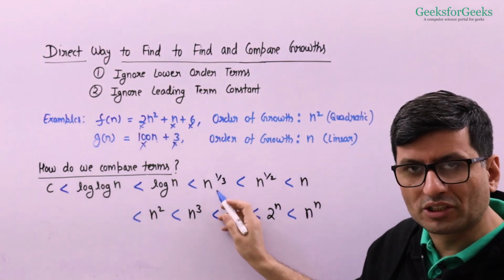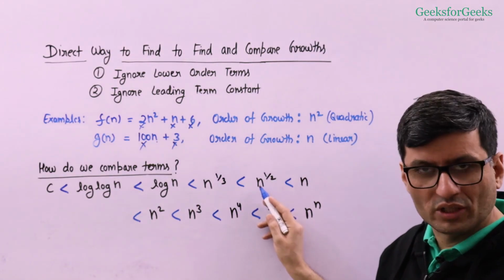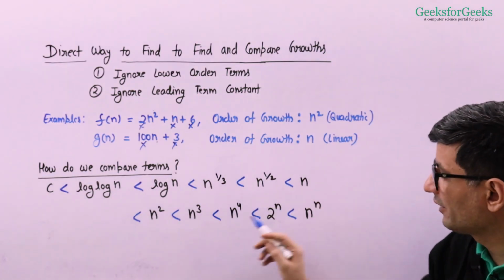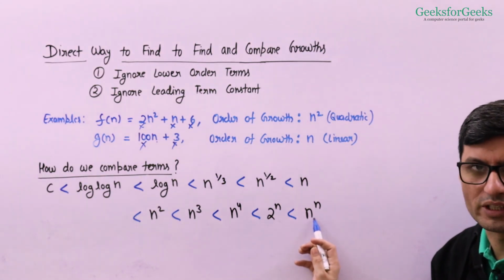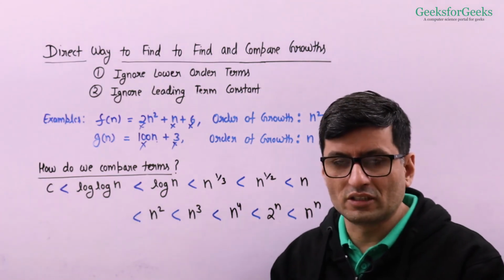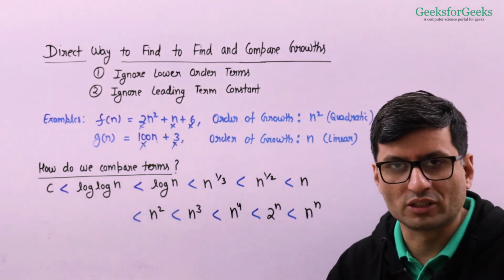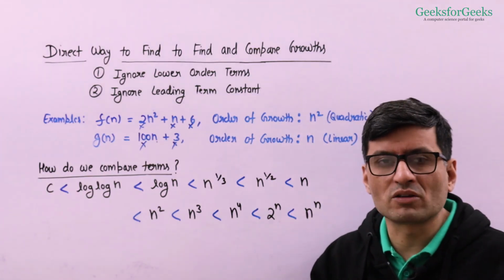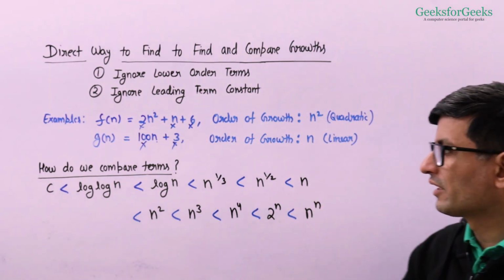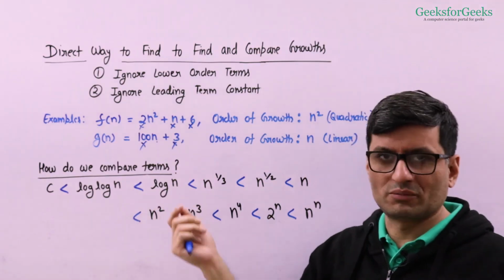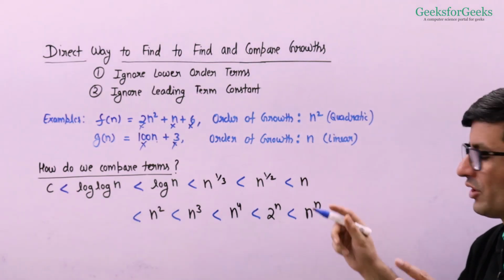n to the power 1/3 grows faster than log n, right? But slower than n to the power 1/2, then n², then n³, then n⁴, then 2ⁿ, then nⁿ, right? So this is the sequence that we must remember when we are comparing two terms, or when we are comparing final orders of growth. See, final orders of growth are going to be single terms only, right? It's going to be either one of these terms, or maybe a combination of two terms like n log n. But it's going to be a single term.